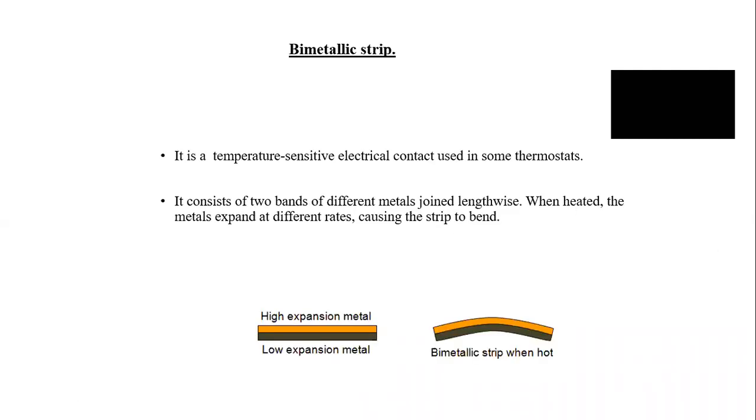Bimetallic strip. We discussed in our first session about the thermal expansion. Bimetallic strip is an application of thermal expansion. When we give heat to a substance, it expands. This phenomenon is known as the thermal expansion. And the bimetallic strip is the application of this phenomenon.